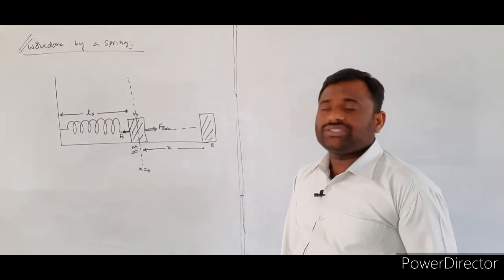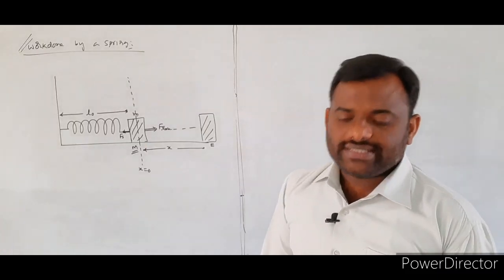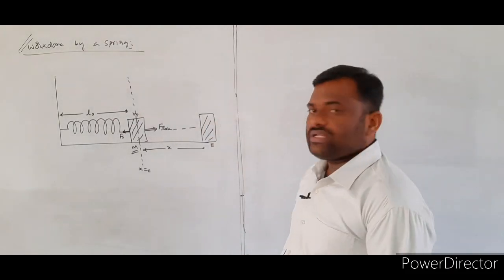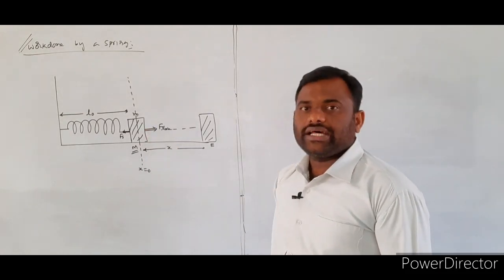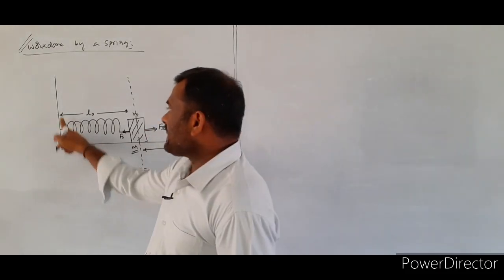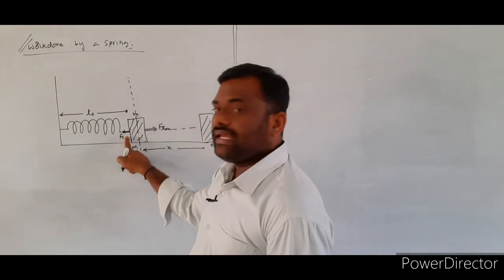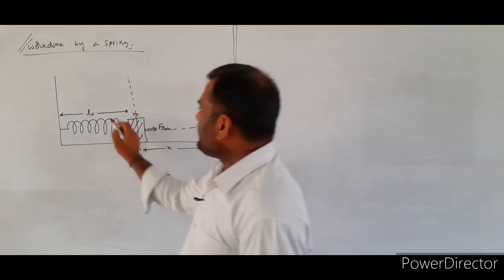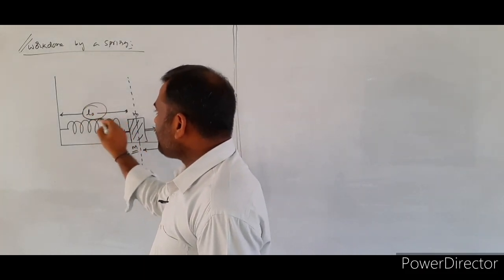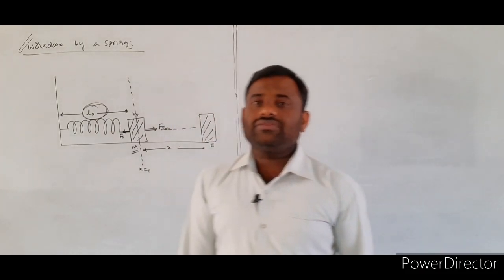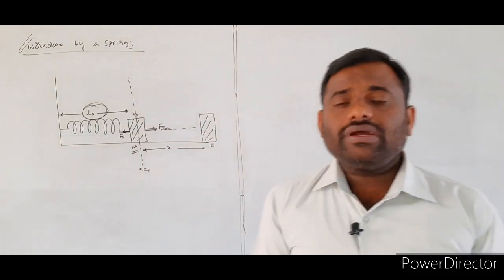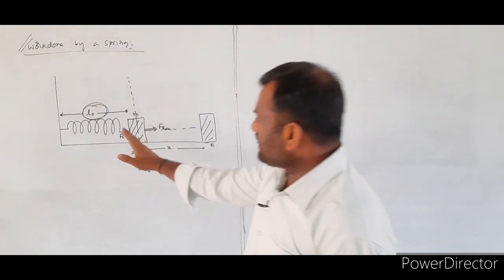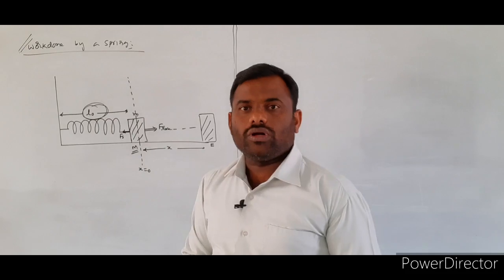Next application, work done by a spring force. It's a very, very important application. For this we consider one spring placed along the horizontal direction. One end of the spring is connected to the vertical wall, and the other end is connected to a block of mass m. Initially I assume the initial length of the spring is L naught. Whenever we don't apply any external force over the spring, its length is constant.